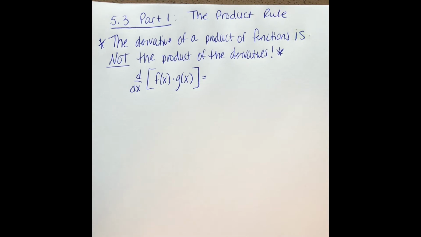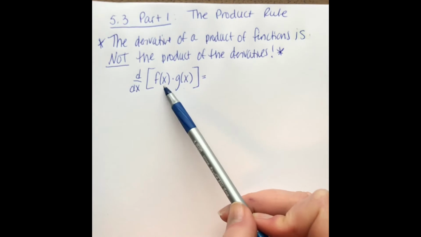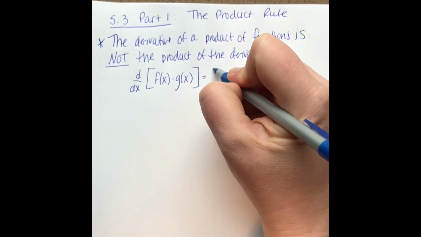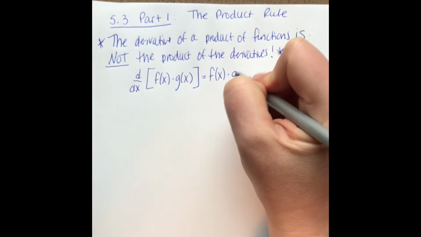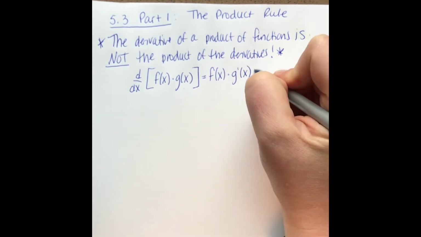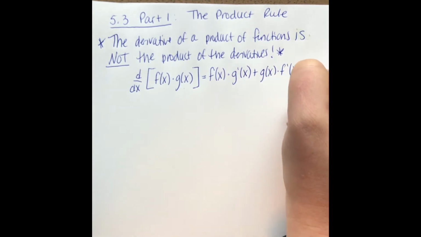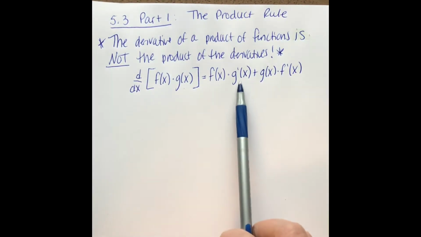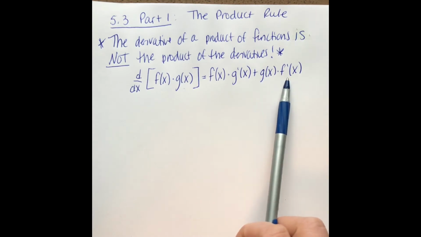So if we have d dx of f of x times g of x, which means we're taking the derivative of this function f of x times g of x, what it's going to be equal to is the first times the derivative of the second plus the second times the derivative of the first. Okay, so say that again with me. The first times the derivative of the second plus the second times the derivative of the first.